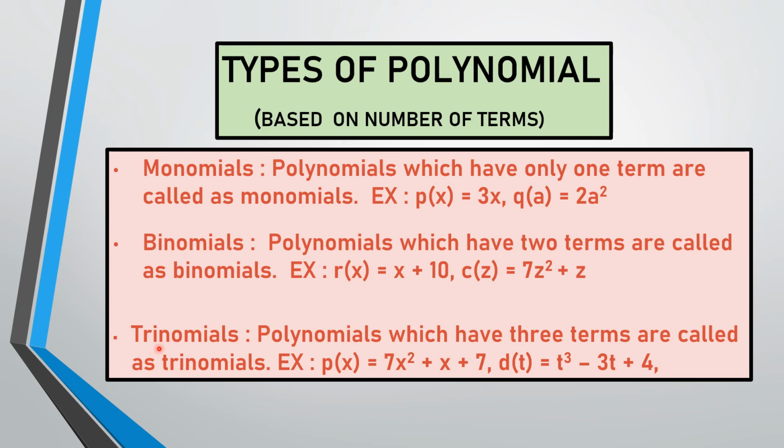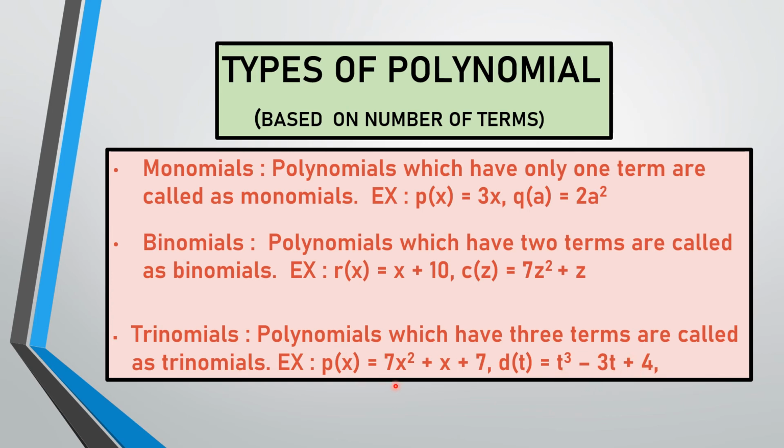Then the next one is trinomial. Again, we know the triangle has 3. So trinomial means 3 terms. Polynomials which have 3 terms are called trinomials. So 7x square plus x plus 7. P of x, a function in terms of x, can be written as 7x square plus x plus 7. This has 3 terms: one is 7x square, one is x, one is 7. Again, d of t is equal to t cube minus 3t plus 4. Again, there are 3 terms here.